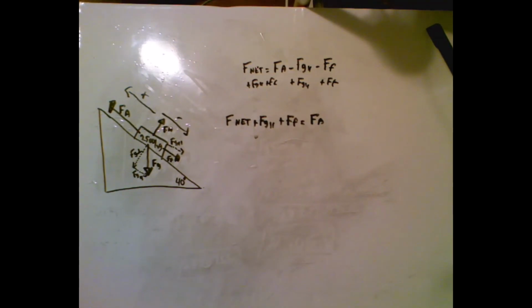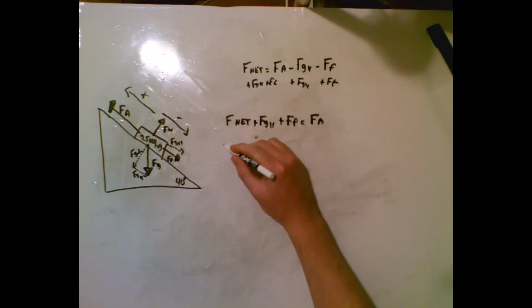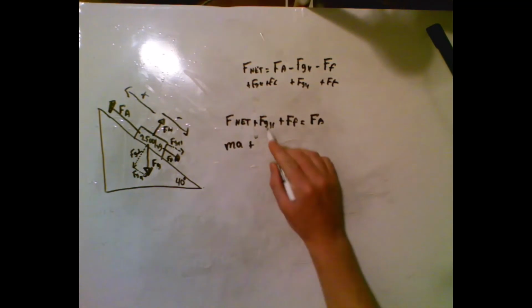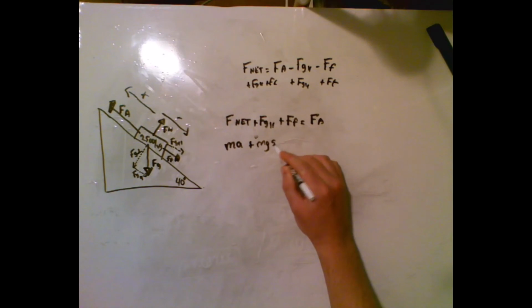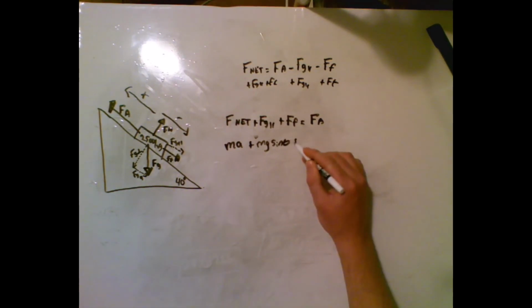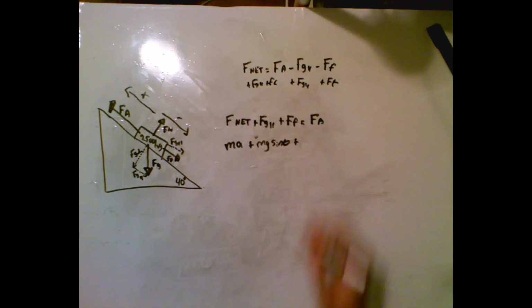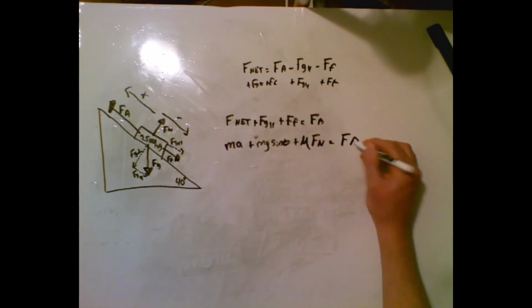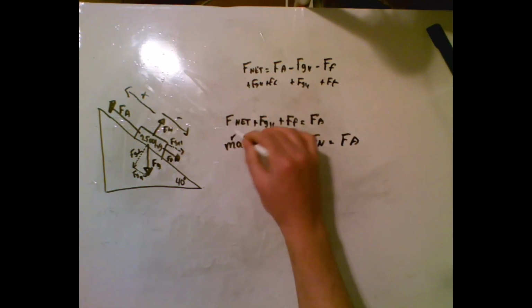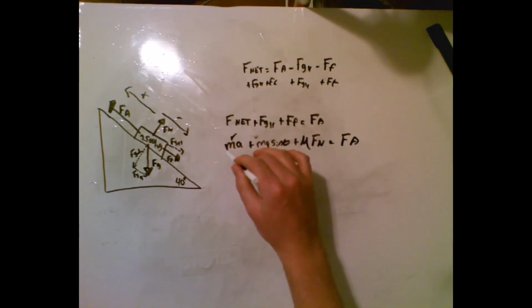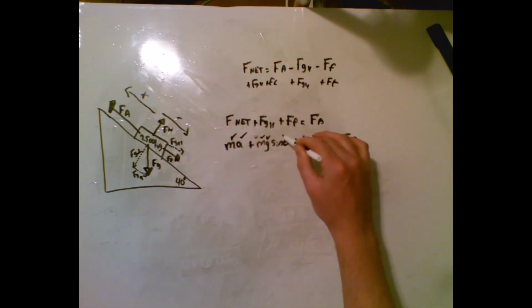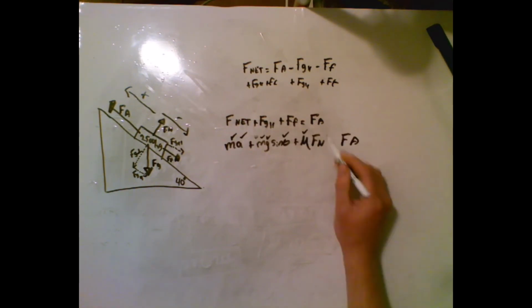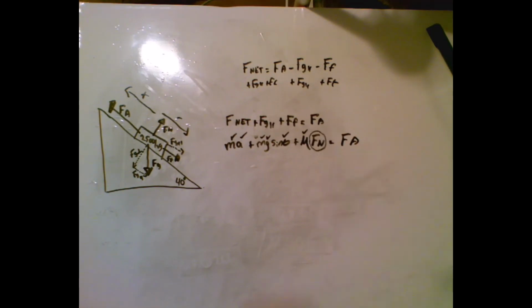Now I'm going to start breaking stuff down because I don't need to rearrange anymore. So Fnet we can break down into ma. Fg we can break down into mg. And the parallel component we can break down into sine. Right? And force of friction we don't have this time. They just gave us a coefficient, so we have to break it down into mu Fn. So we have our mass, we have our acceleration, we have our mass, we have gravity, we have our angle, we have our coefficient of friction. The only thing we don't have is this force normal.